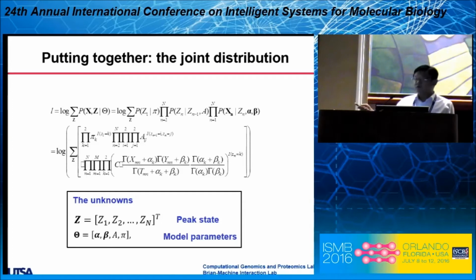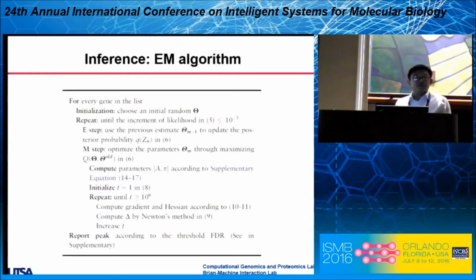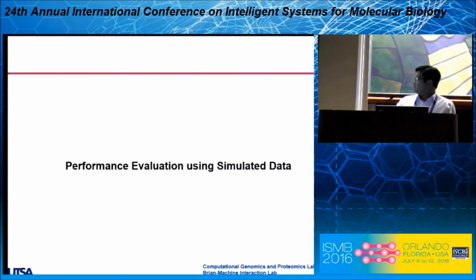Okay, and then when we have multiple replicates, we can put all these distributions together. So this is the joint likelihood function. It's very messy, but the parameters that need to be estimated are the set of z's, which are the peak states, and the nuisance model parameters. Okay, so the inference is a little bit complicated in this case, but overall we use an EM paradigm. So just to tell you, we were able to successfully estimate all these parameters and also predict the z.